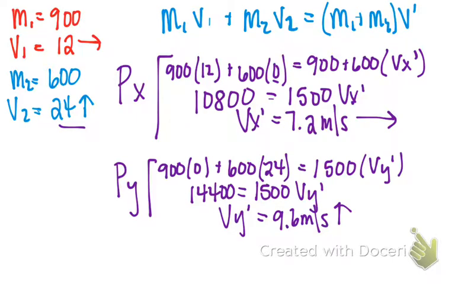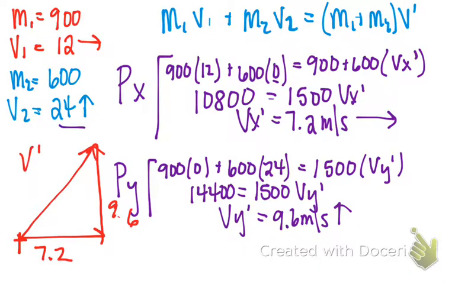Okay, last but not least, we've got to find the overall velocity of these two objects. So I'm going to add my vectors tail to tip. My x component was 7.2, my y component was 9.6, and I want to find V prime and the angle. By using our Pythagorean theorem and second tangent, we get an answer equal to 12 meters per second at 53 degrees north of east.